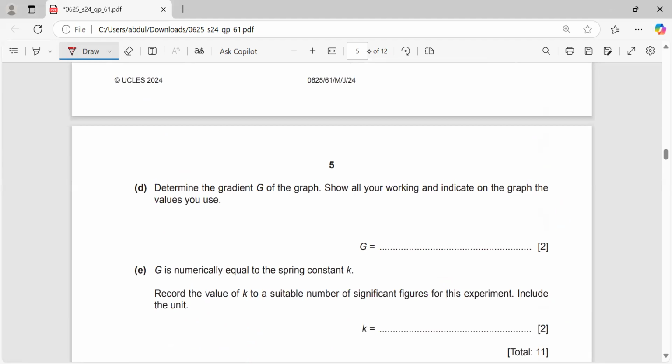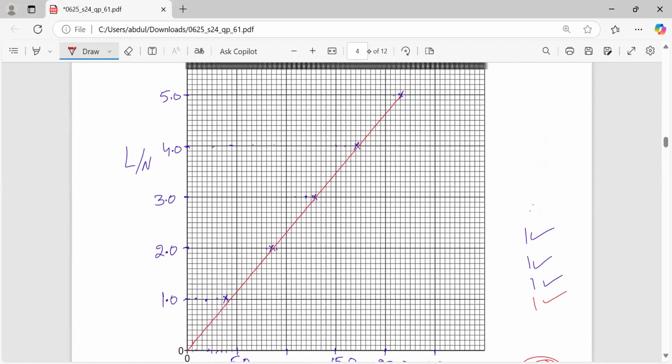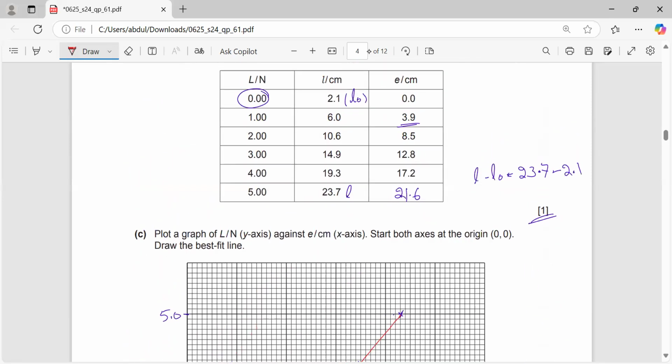Mister, I have a question. Yes, my dear. Can you say again, how did you find the value of the 23.6? Not 23 point. Here up. Oh, 21.6. Yeah, 21.6. No problem. Yeah, please.